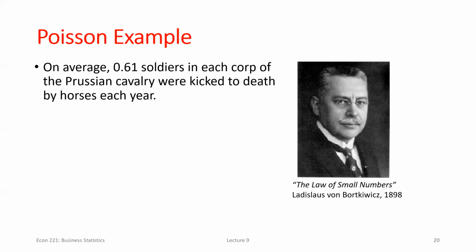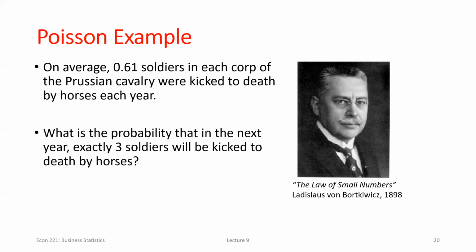So he noticed that every year, when we look at historical data, 0.61 soldiers on average were getting kicked by a horse and dying in the cavalry. So this is over maybe the last 50 years, they're looking at this cavalry data and seeing about 0.61 people on average die over a year. Maybe they're worried about losing soldiers and they want to know, okay, what's the probability exactly 3 people are killed this following year? Now, what should be the 2 most likely outcomes?